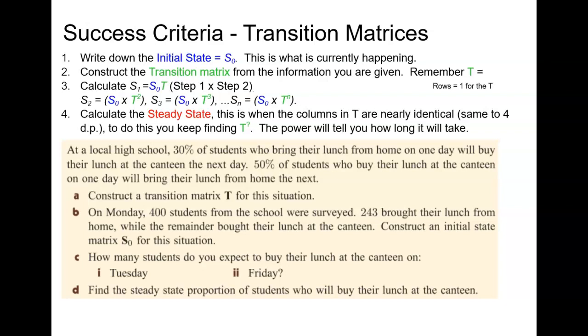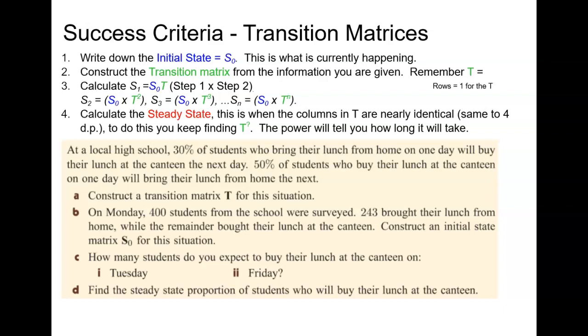If it's T squared, day 2, T cubed, day 3, T to the 4, day 4, or month 4, or whatever period you're working in. It could be days, months, hours, years. It doesn't actually matter. But the key thing you need to remember is S0 is the initial state, so starting point day 0, and then T1 is at the end of your first period, T2 second period, T3 third period, and so on.